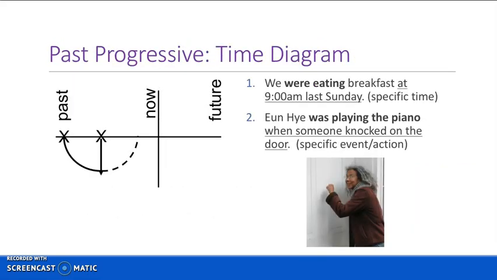Here is a time diagram for the past progressive. We can see that an action is in progress at a specific time in the past. That means that it starts before that time, it's happening at that time, and it may continue after that time. Let's look at the examples.